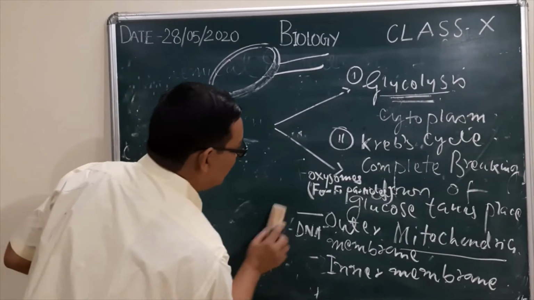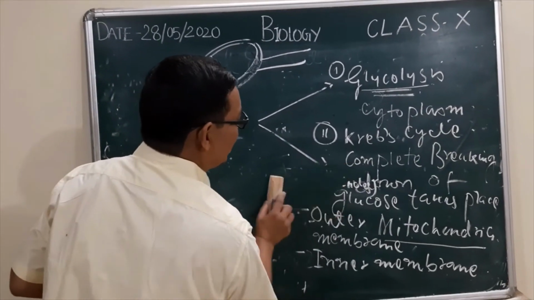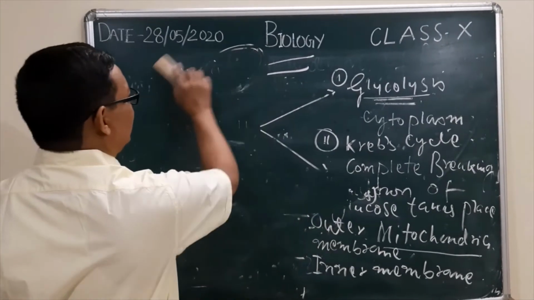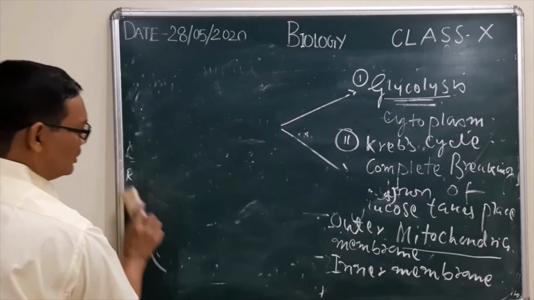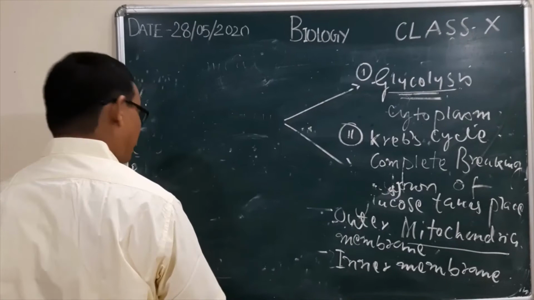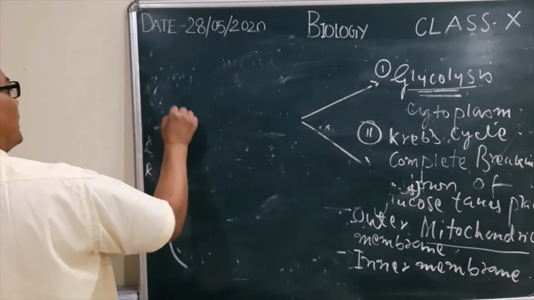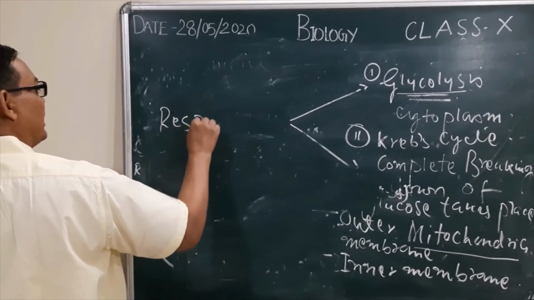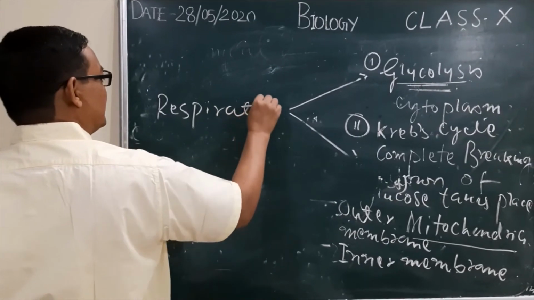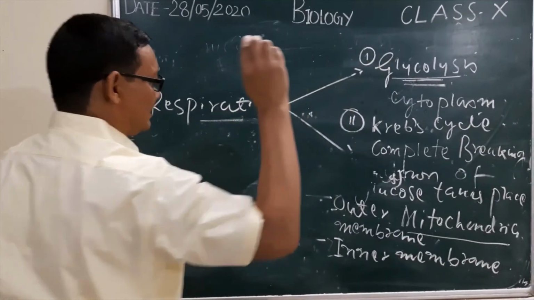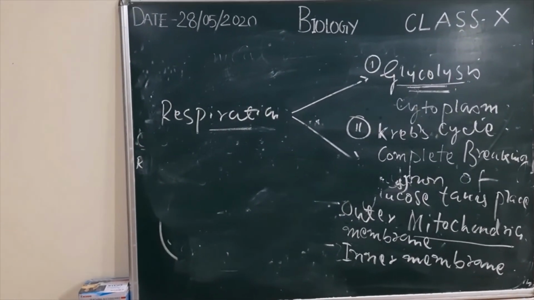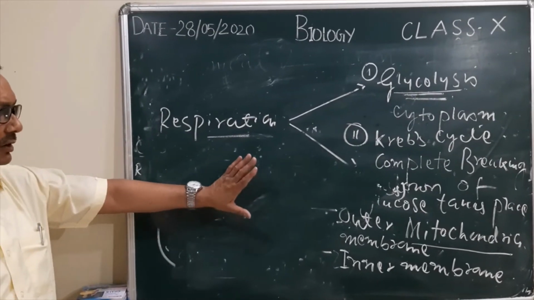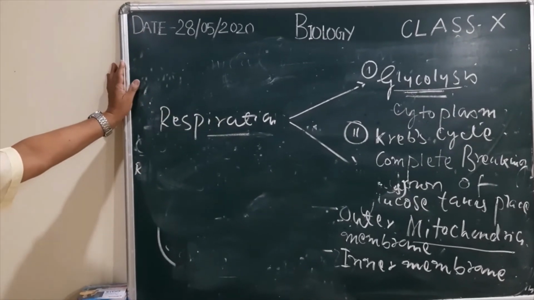Now we may come to our main part. We have seen here there are two different steps or phases of respiration, that is the glycolysis and the Krebs cycle, for the complete breaking down of the food molecules.